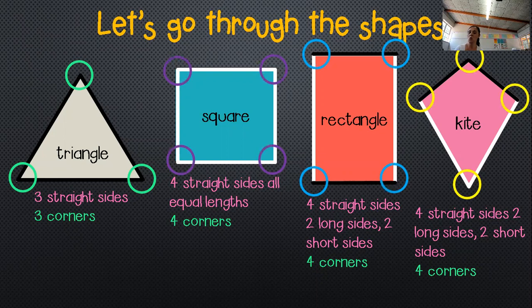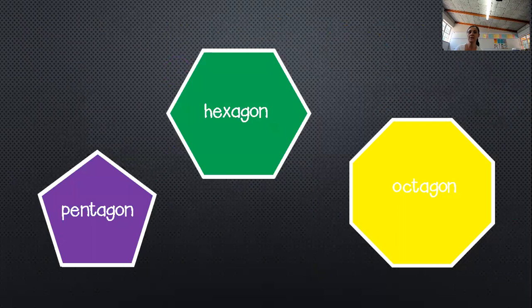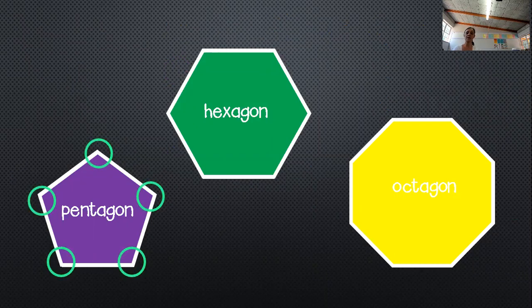The square, all of its sides are the same, equal lengths. But the rectangle and kite have 2 long sides and 2 short sides. So that's where the difference comes in over there. Then we have a pentagon. And the pentagon has got 5 sides and 5 corners, straight lines, okay?